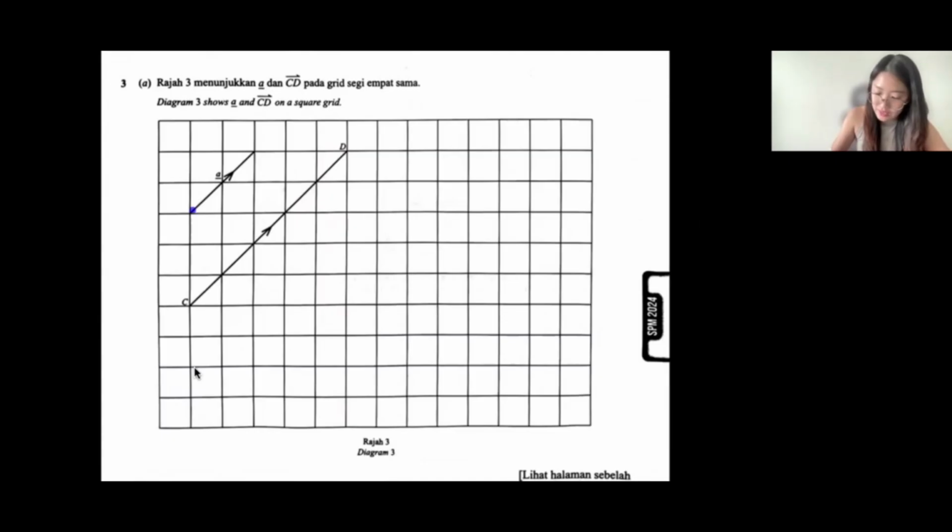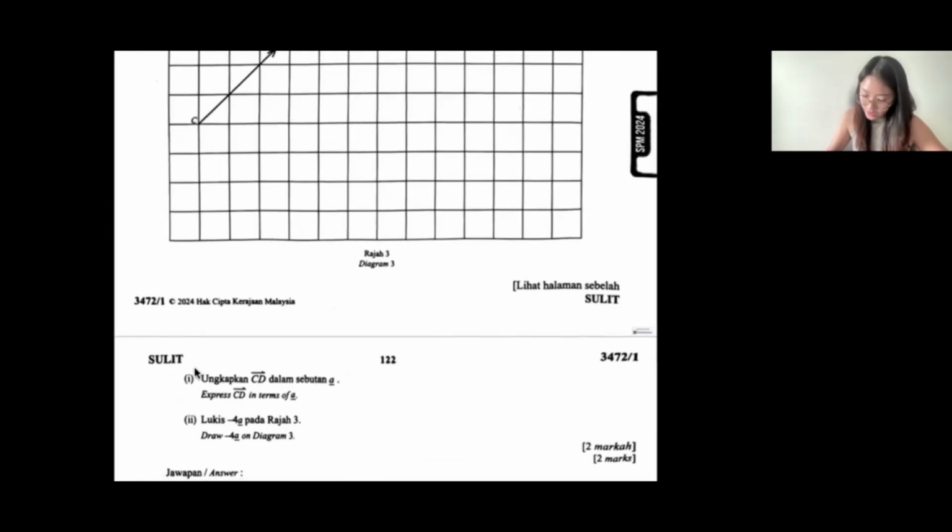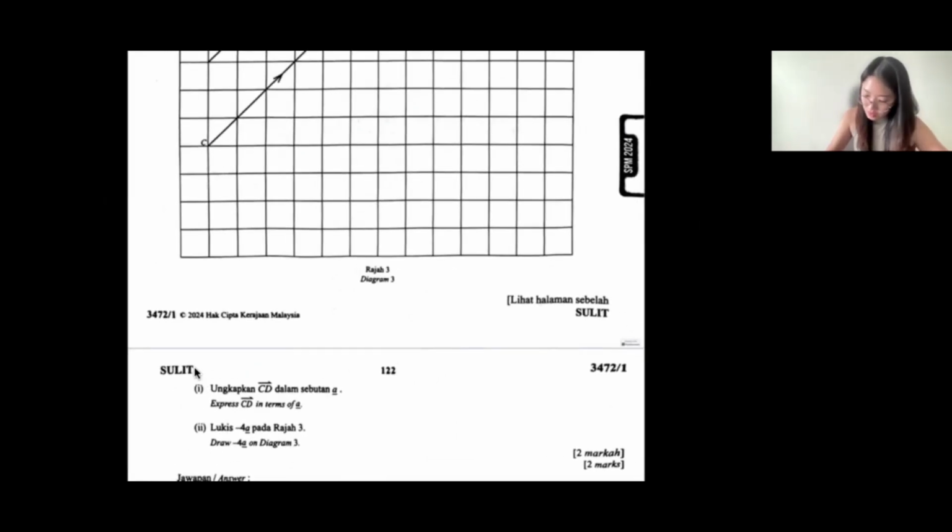Okay, they say A is a vector going up like this. It takes 2 grids to the right, 2 grids up. Direction is very, very important in vectors, so you have to be very careful with the direction. Okay, so show CD on a square grid. Express CD in terms of A. That is what we want to do for the first one.